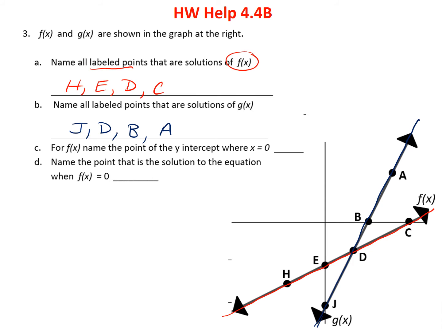Then C says, for f of x, name the point of the y-intercept where x equals 0. Well, here's the y-intercept. So remember, the y-intercept is right here. Where does f of x, the red and the purple, intercept? Right here. So that's going to be the point E. D, name the point of the solution of the equation f of x equals 0. Well, f of x equals 0 all along the x-axis, which is here. So f of x equals 0 is going to be this point here, C. So that's our solution there.